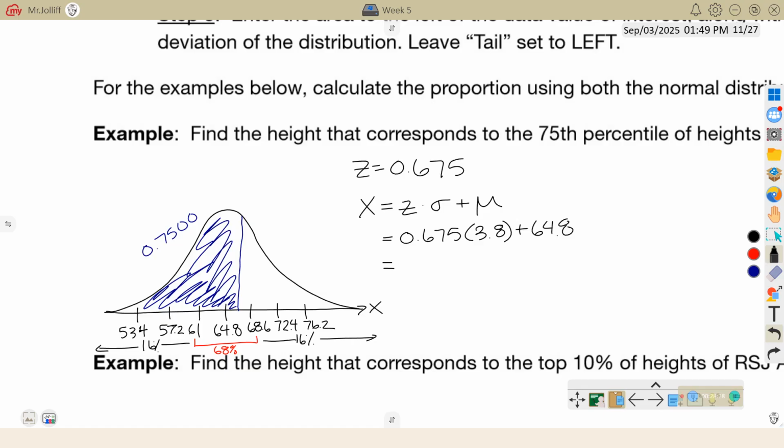And on your calculator, what do you get? 67.365. 3.6 would round up to 4, so I'm going to round up to 4. 67.4. Can I get confirmation? I see some nodding. Good. Very good. 67.4 what? Inches. Very good. We were measuring height.